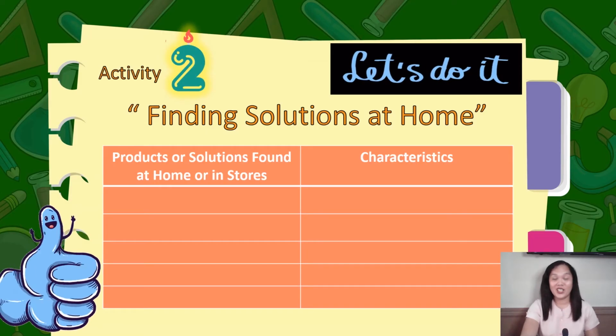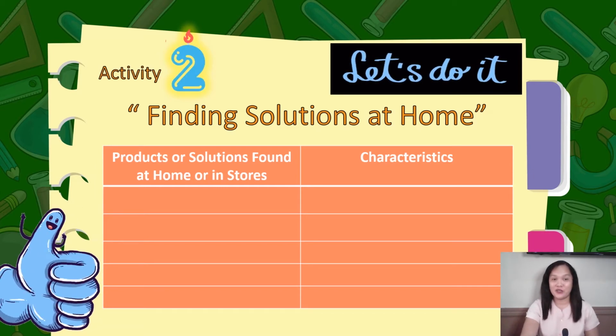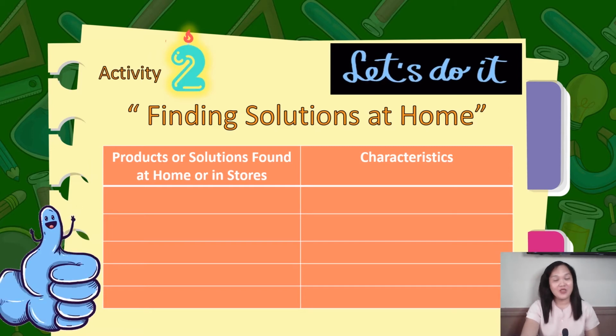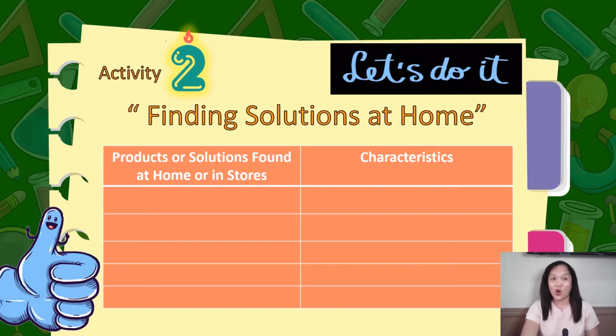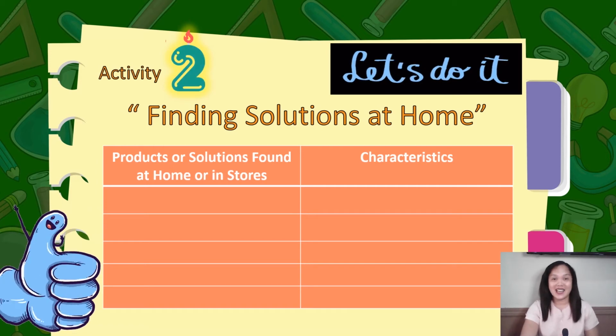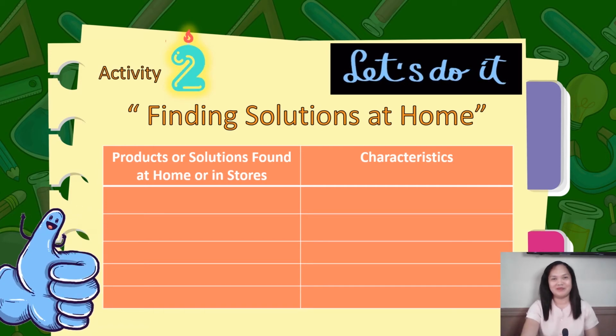Have you filled in column number 1? Have you listed 5 products that you have found at home or in stores? Very good. This time, I will give you 1 minute to answer the characteristics of each product in column number 2. The timer starts now.